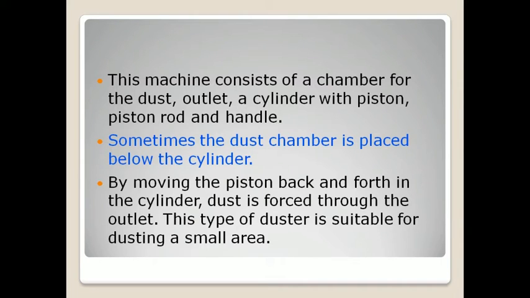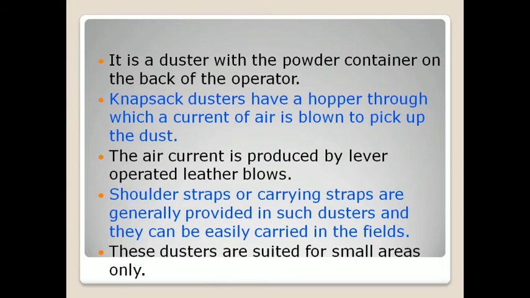The duster consists of a chamber for the dust outlet, a cylinder with piston rod and handle. Sometimes the dust chamber is placed below the cylinder. By moving the piston back and forth in the cylinder, dust is forced through the outlet. This type of duster is suitable for dusting a small area. This is all about plunger type hand duster.